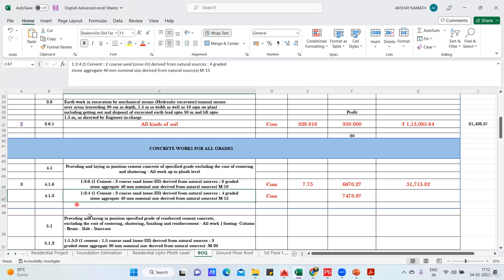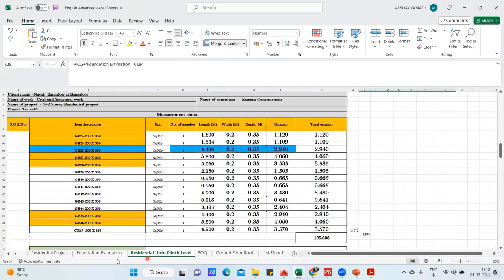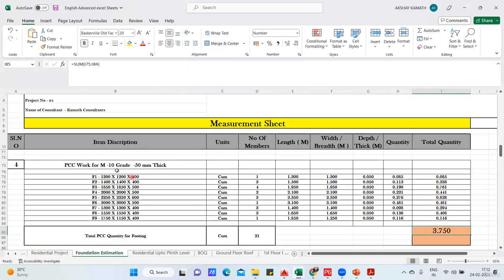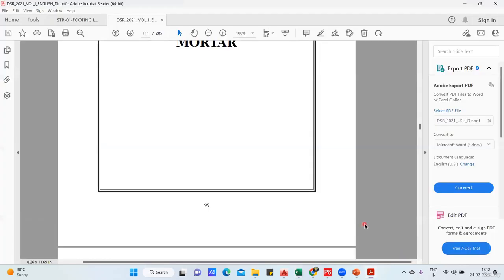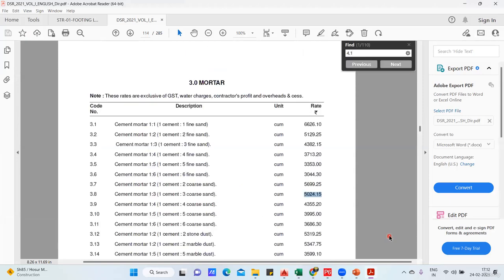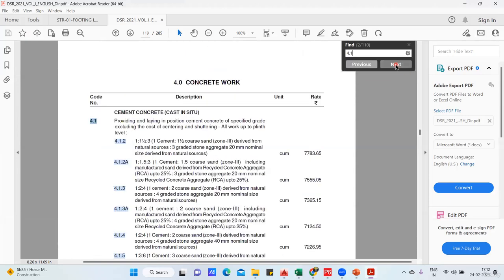But in this project, what we did is I told you to go with the M10 grade of concrete for this particular PCC. This is M10, so that is the reason it will be 1:3:6. This is the ratio for that. So first I'll go to the 4.1 clause number. I'll press Control F and search 4.1.